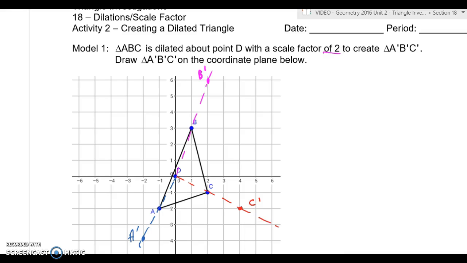So let me try to do my best to draw my straight lines here with my compass on my computer screen. All right, that one worked. And then we can connect B and C. And then connect A prime and B prime. And so that larger triangle is our image, and that smaller triangle that we had was our pre-image. Again, our image is bigger than our pre-image because we applied a scale factor of 2.